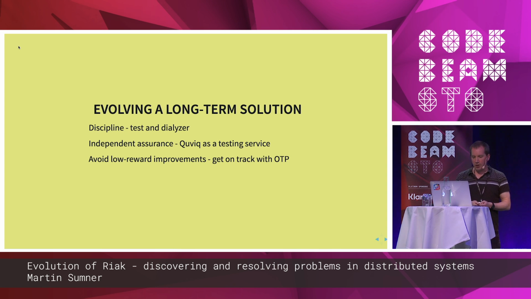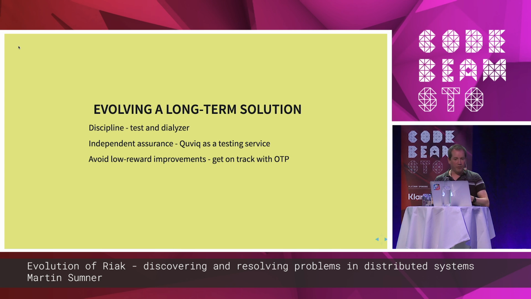And then the other thing that we're going to try to do going forward is avoid low reward improvements. You can look through the Riak code and say, oh, well, I could modify that, and that would give me a couple of percentage points, and I could modify that, and that would make that a couple of milliseconds faster. And generally speaking, we're going to try to avoid doing that, because we don't have the capacity to reason about the consequences.